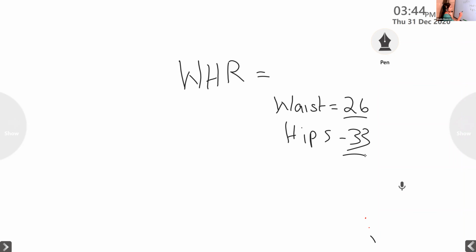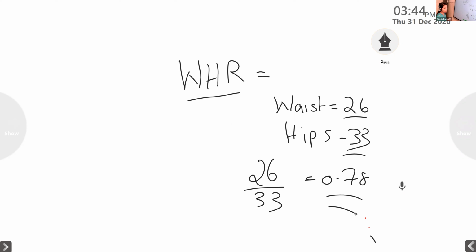So we need to find the waist hip ratio. Just divide the waist by our hips. That is 26 by 33. So it's 0.78. Reina, any doubts? First, you need to mark your waist measurement and then hip measurement and then divide. So you get a value.